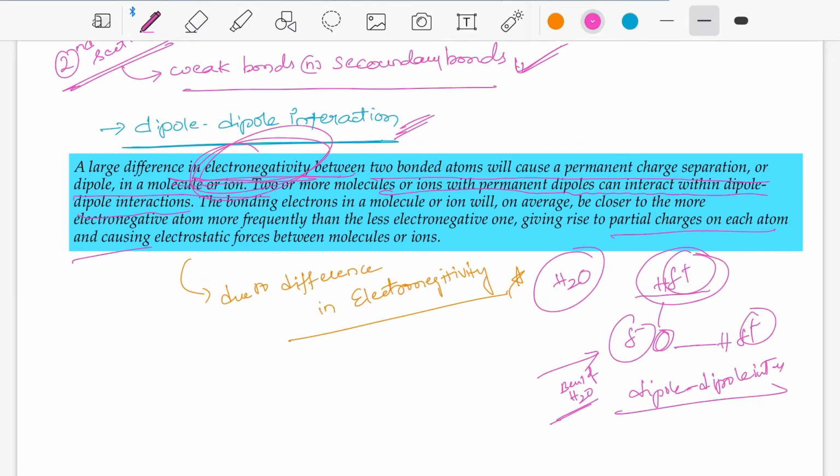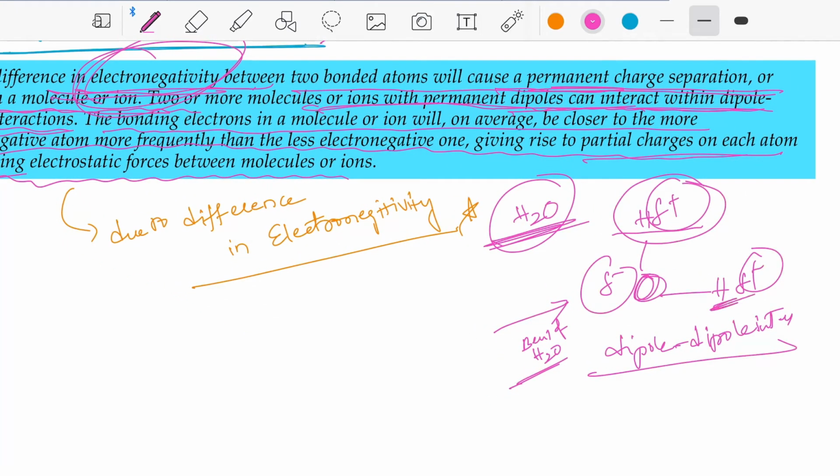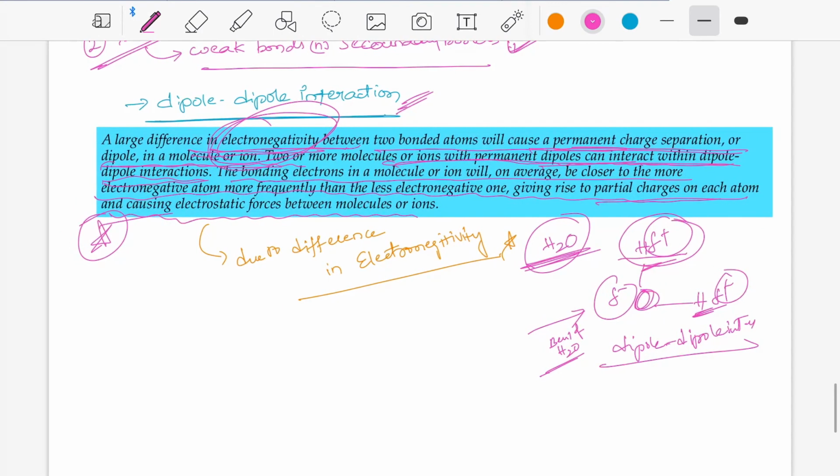Two bonded atoms will cause a permanent separation of charge, a dipole, in a molecule or ion. Two or more molecules or ions with permanent dipoles can interact through dipole-dipole interactions. The bonding electrons in a molecule or ion are on average closer to the more electronegative atom more frequently than the less electronegative one, giving rise to partial charges on each atom. Suppose we take an H2O molecule. This is an O atom, and these are hydrogens. We will get a partial charge like this, negative on the oxygen atom and positive on the hydrogens.